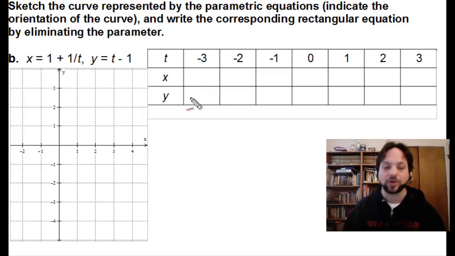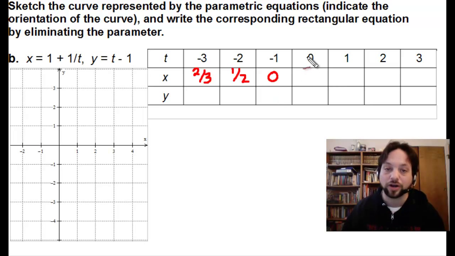So let's just go ahead and begin by filling in this table. When t is -3, you can see that x is going to be 1 minus a third. So I will simply write 2/3 in here for x. When time is -2, we have 1 minus a half. And when t is -1, we have 1 minus -1, or 1 plus 1, rather. So that's going to be 0.